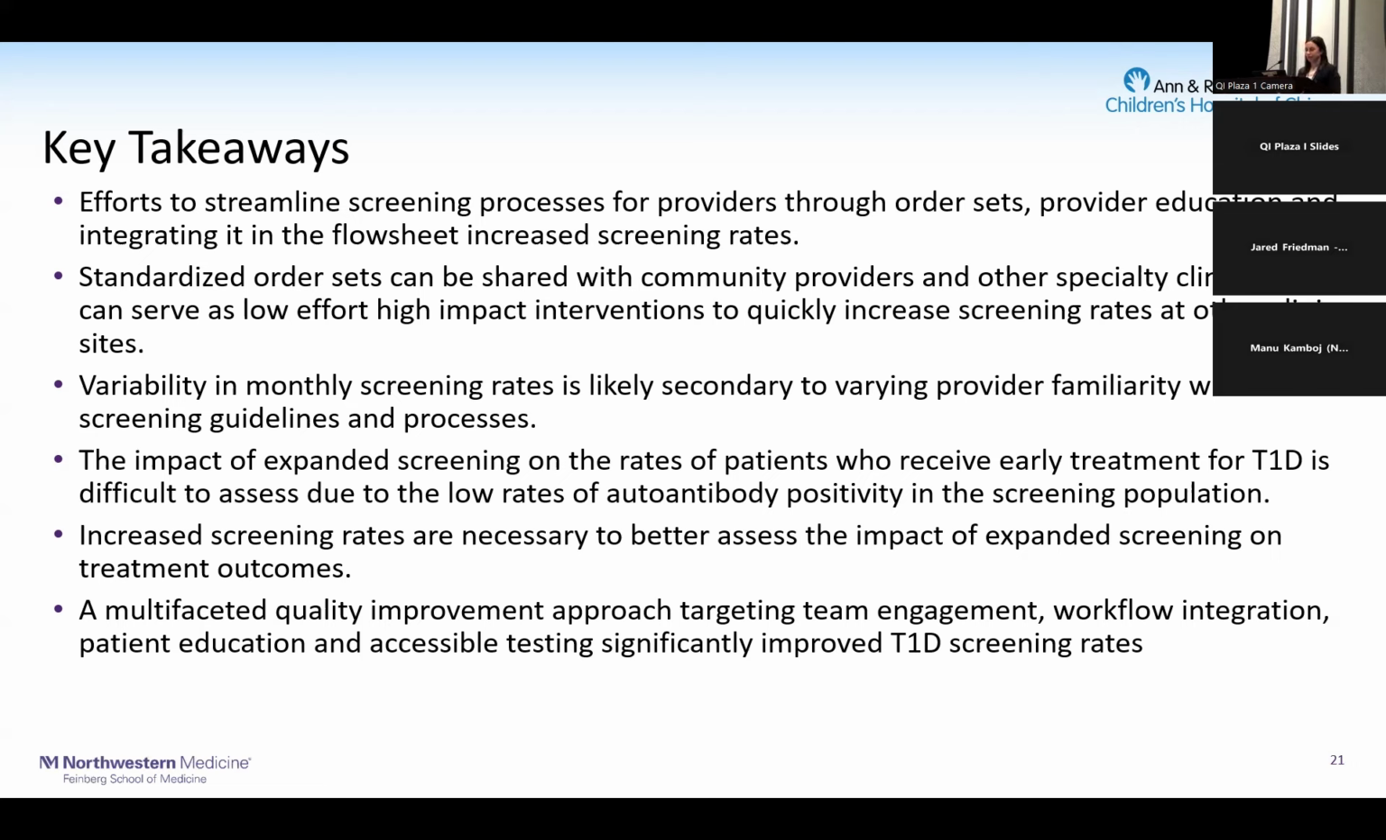And like I said before, I think the variability in the monthly screening rates was secondary to provider familiarity and reminding them to do this, because it wasn't at the forefront of their minds for a lot of the providers. And then the impact of expanded screening rates on patients who receive T1D is difficult to assess right now, due to the low rates of autoantibody positivity and our screening rates at our institution. So we want to continue screening, increase screening, and see the impact.